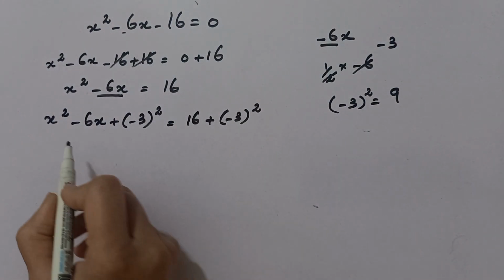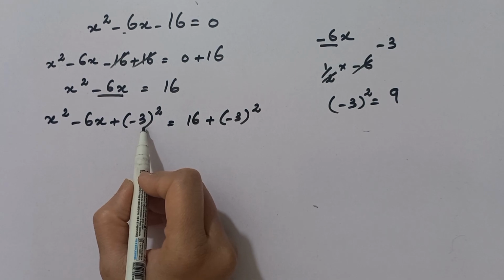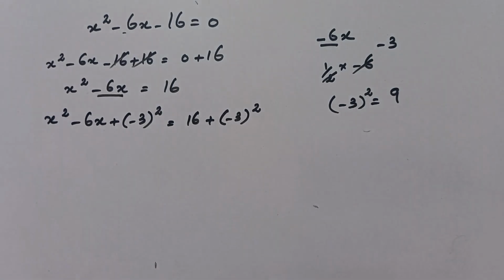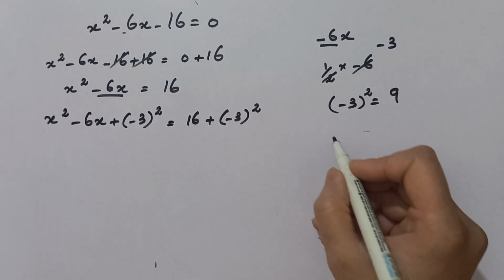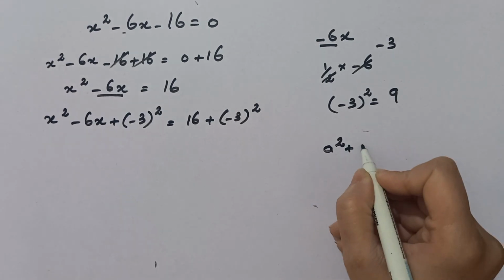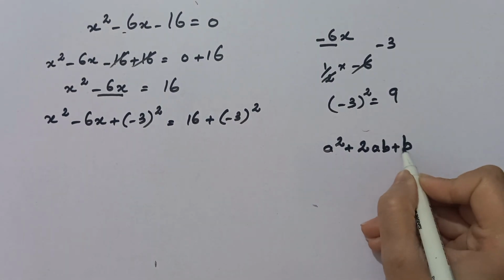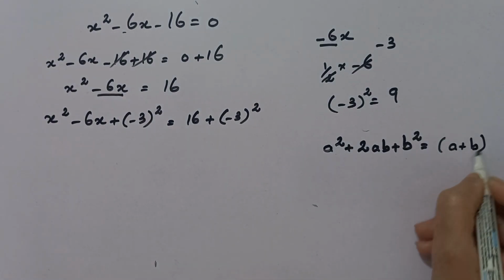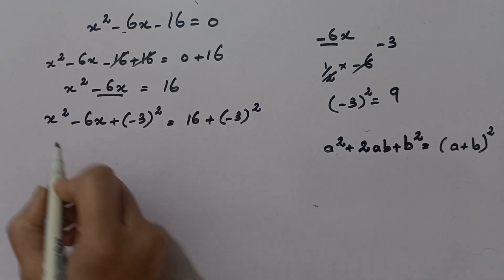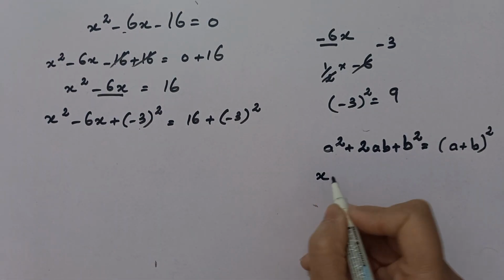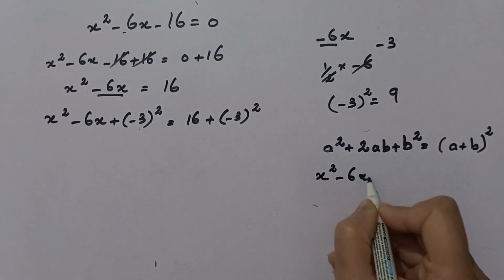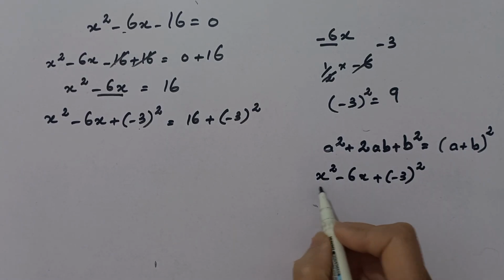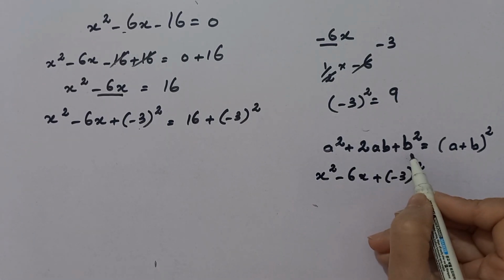Now, in order to solve this side of the equation, in order to solve x squared minus 6x plus minus 3 whole square, we will use a formula which is a square plus 2ab plus b square equal to a plus b whole square. Now let's write this expression, which is x squared minus 6x plus minus 3 whole square. Let's convert this expression in this form.